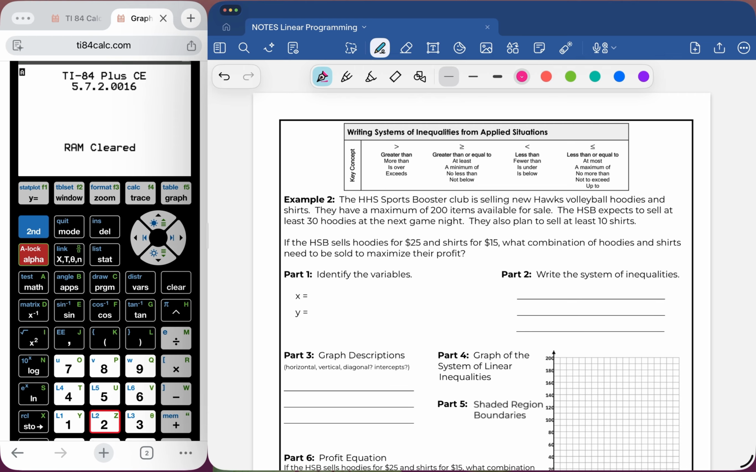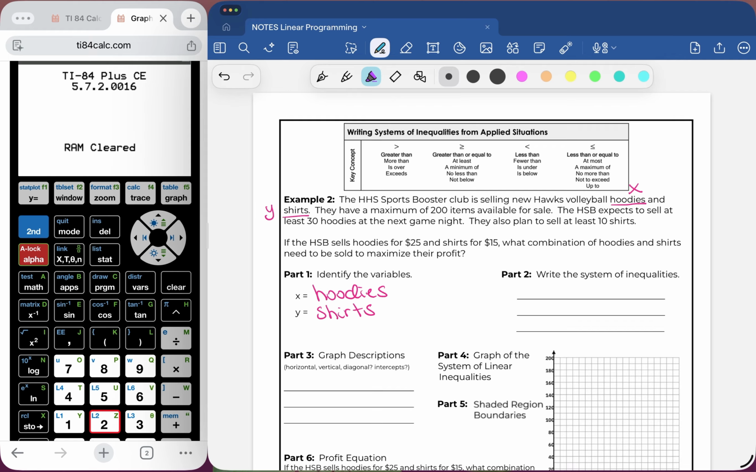So I'm just going to go with whatever I see first. So I see hoodies first. Hoodies will be my X, and then that makes shirts my Y. And I'm just going to remind myself that later on, when we actually start to answer our end goal question, is how many of each do we actually need to make the most money? All right, so now we're going to read and we're going to write our system of inequalities.